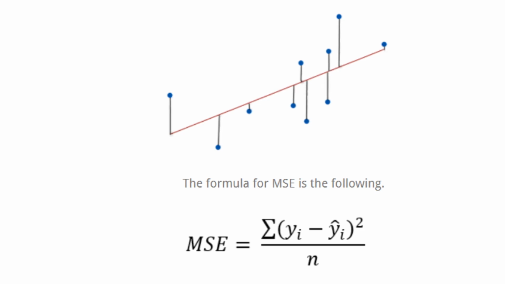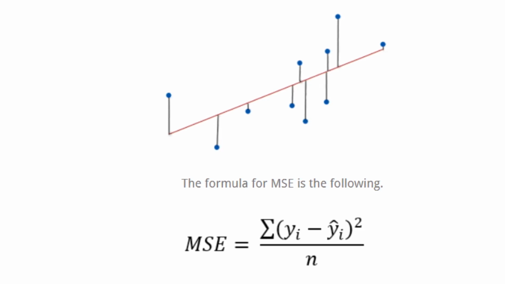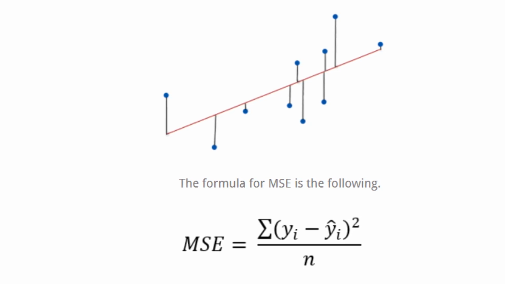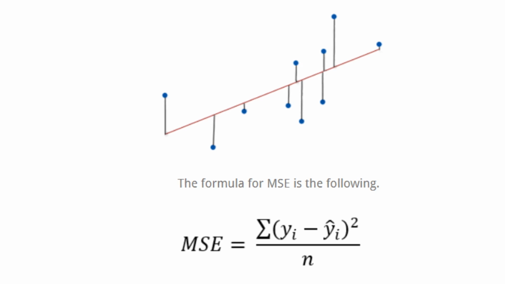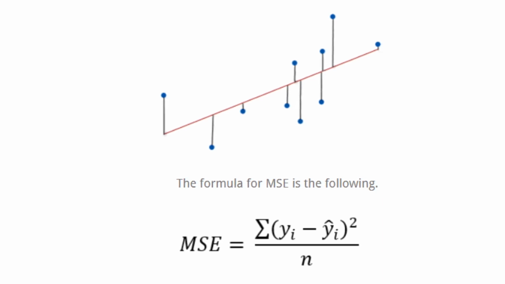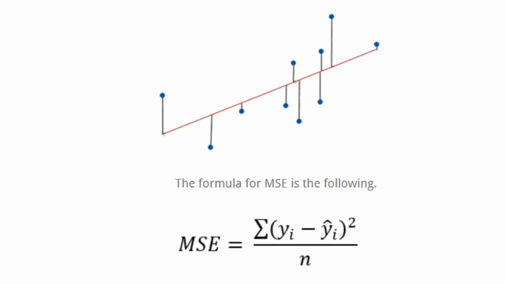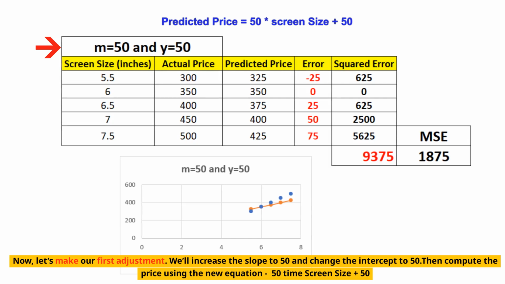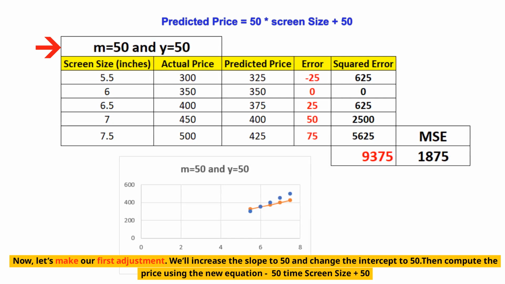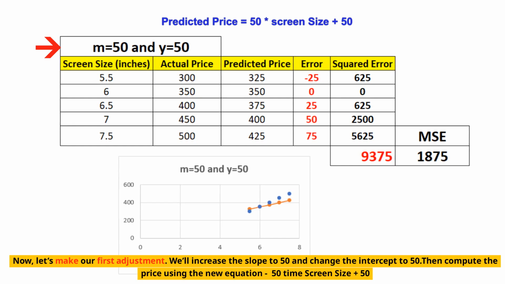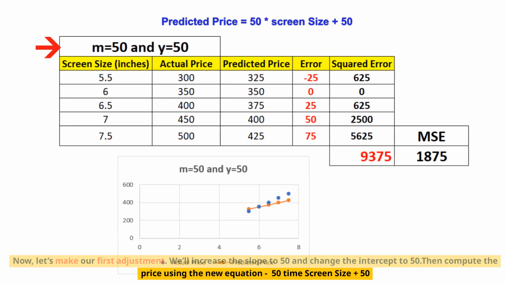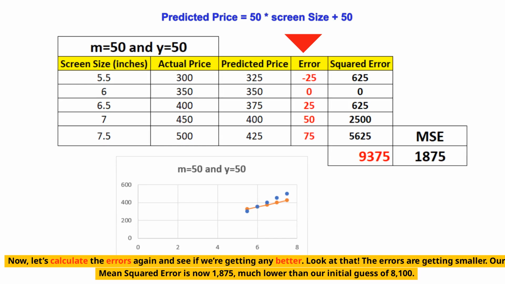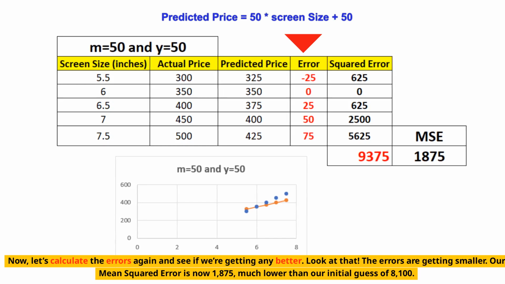Mean squared error, MSE, is computed by first finding the difference between each predicted value and the actual value. Then, you square each of these differences to make them positive. Finally, you average all the squared differences to get the MSE. This gives a measure of how far off your predictions are on average. Now, let's make our first adjustment. We'll increase the slope to 50 and change the intercept to 50. Then compute the price using the new equation, 50 times screen size plus 50. Now, let's calculate the errors again and see if we're getting any better.